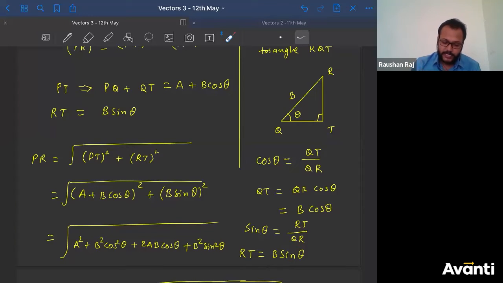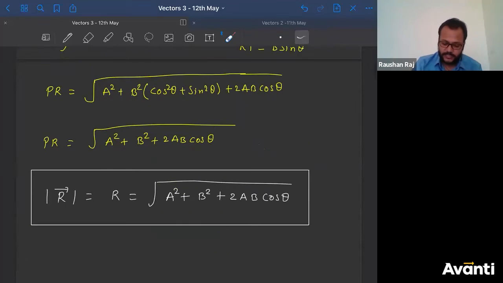So I got PT, I got RT. I got PT as A plus B cos theta. I got RT as B sine theta. When I put these values here and simplified it, finally I got this answer.